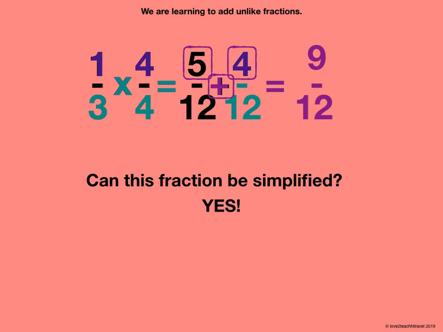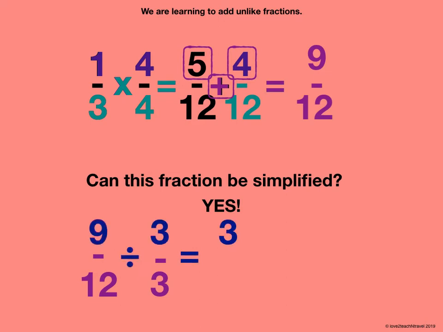Yes. I see a relationship between the 9 and the 12. So let's bring it down here. Now to simplify it, you need to divide it. So I see the relationship with the 3 times tables. So let's divide this by 3/3. Let's start with the numerators. 9 divided by 3 equals 3. And 12 divided by 3 equals 4. So this fraction, 9/12, is the same as 3/4. Now it's in its simplest form.